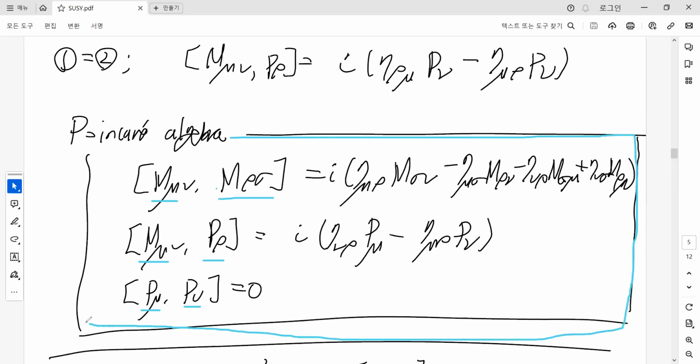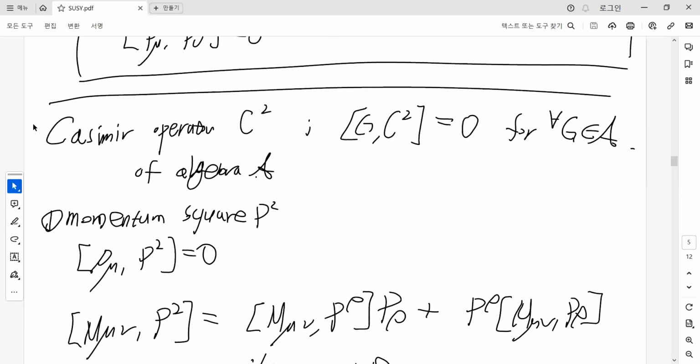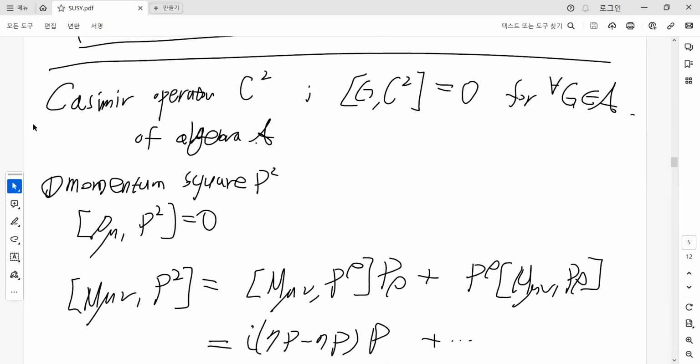So by using this Poincaré algebra, we can obtain the multiplication of any group element in the Poincaré group, with elements generated by the exponent. Now the remaining topic of today is the Casimir properties of the Poincaré algebra.